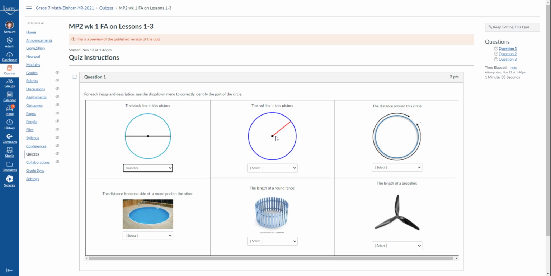The red line goes from the center to the edge. Center to edge is radius. Distance around the circle is circumference.